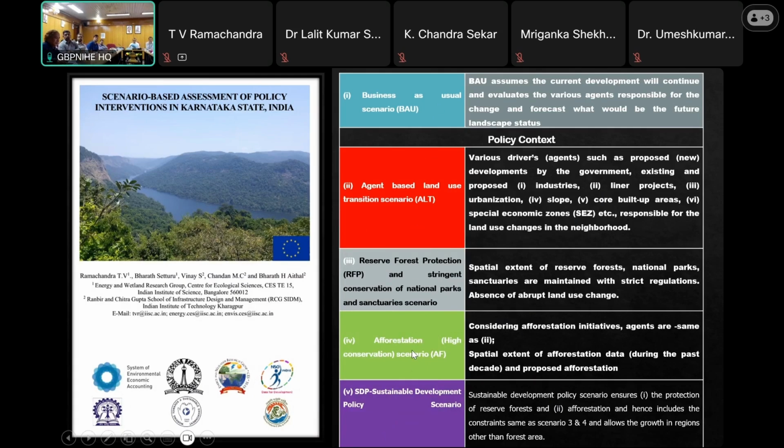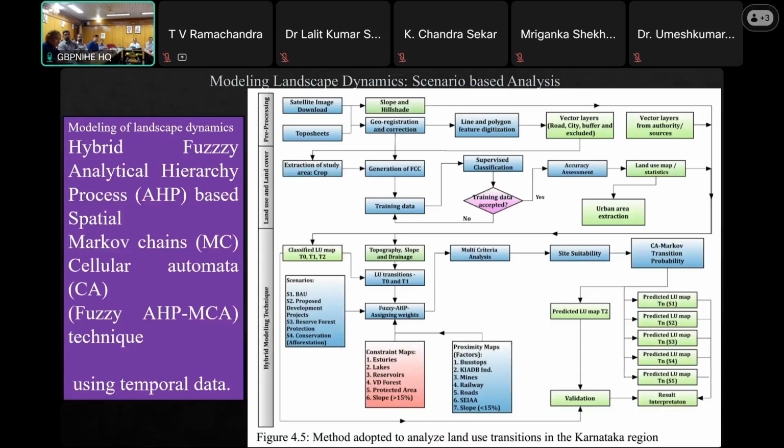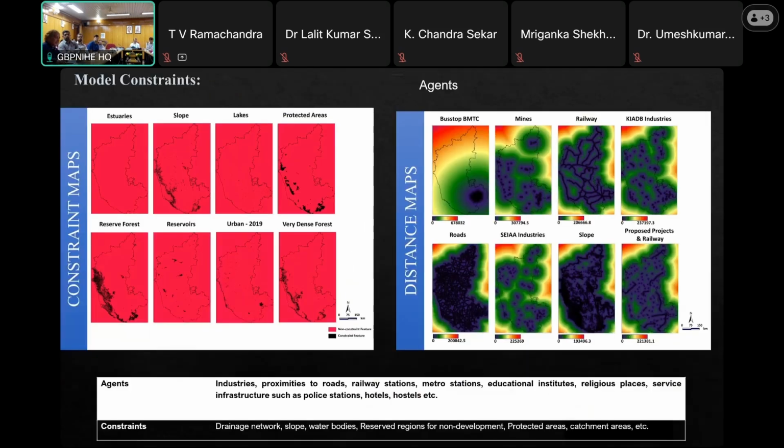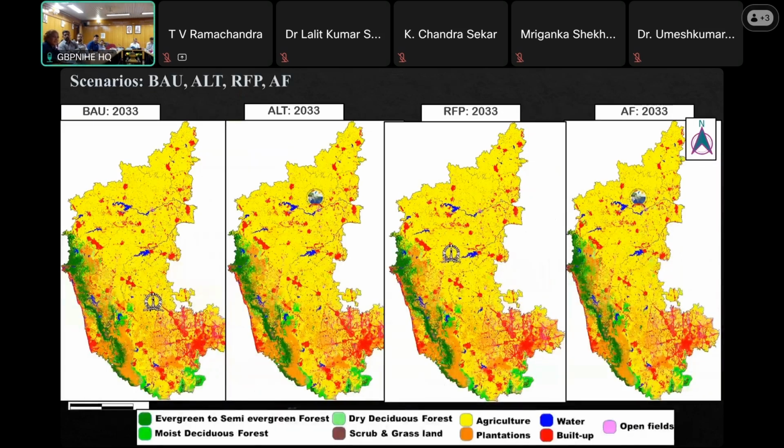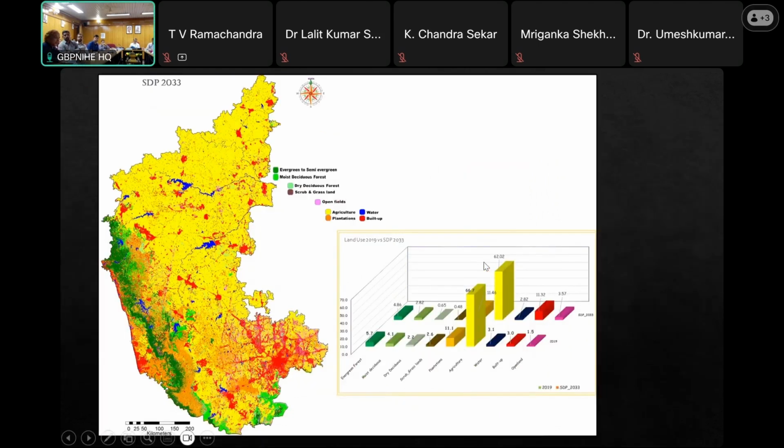So we have used the standard protocol. I'll not get into the detail. We use the constraints as well as the agents of change. Then we visualize this. See, these are all the various scenarios you can visualize. All the taluk headquarters will get more urbanized in Karnataka. That's what it shows. And this is the sustainable development scenario, where you do the protection and afforestation along with the development. That is what we call sustainable development. We say that is the scenario we should adopt.